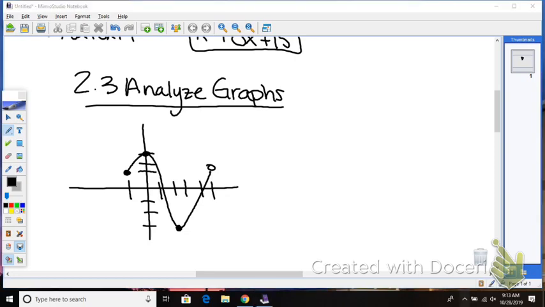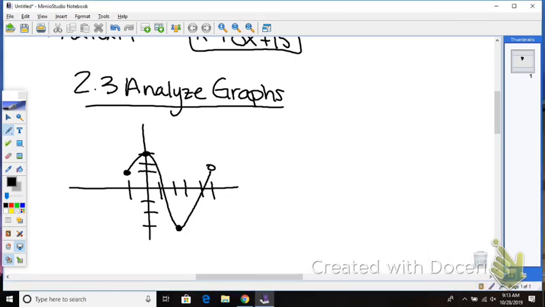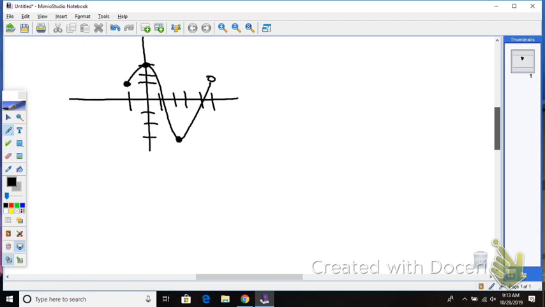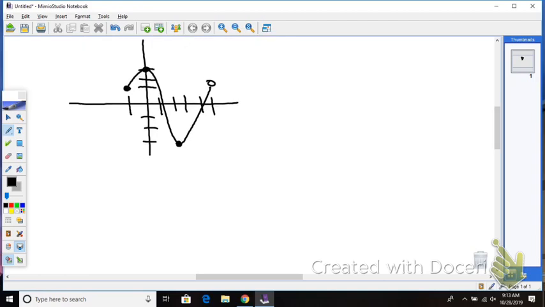First thing we're going to talk about when we're analyzing graphs is domain and range. We touched on domain and range a little bit in Algebra 2. But does anybody remember what the domain represents? It's either x or y. X. Domain represents all of the x values, which would be left to right here. And range then represents all of the y values, which is how low the graph goes to how high the graph goes.